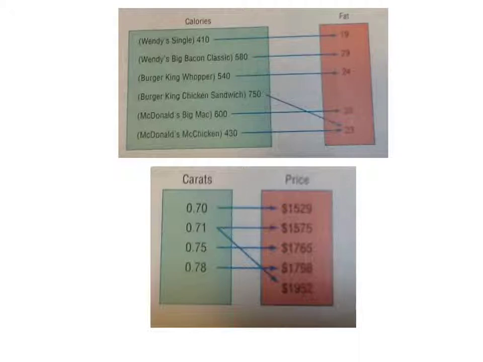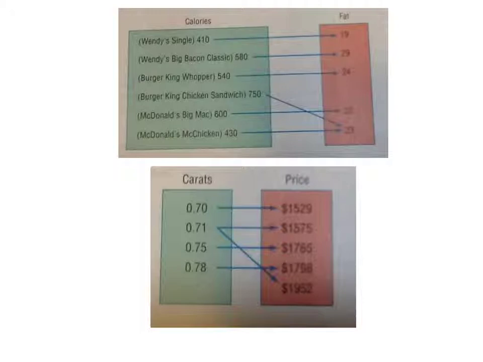Every single value of the domain goes to one value of the range, except for the Burger King chicken sandwich and McDonald's McChicken, which both go to a fat level of 23. However, this would still be considered a function because it's two different x's going to the same y. You don't ever see one x going to two y's.